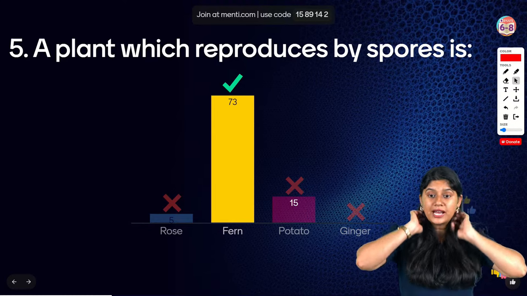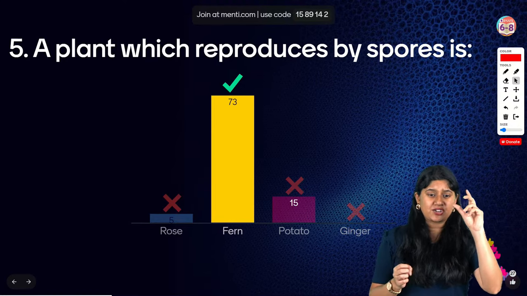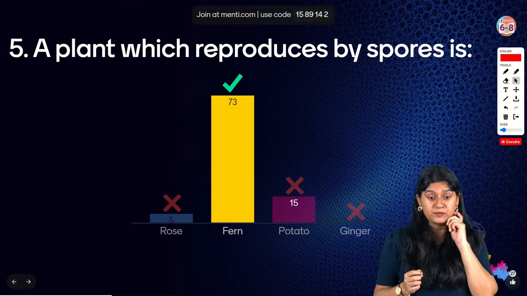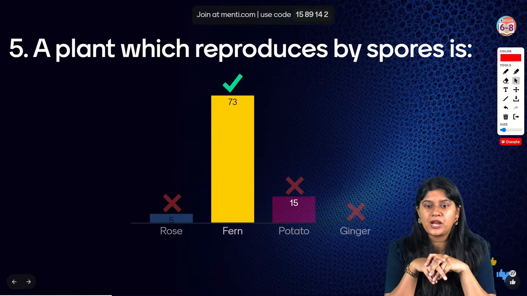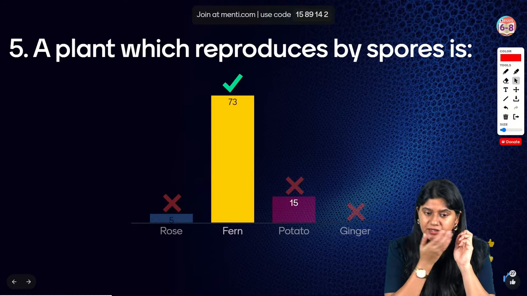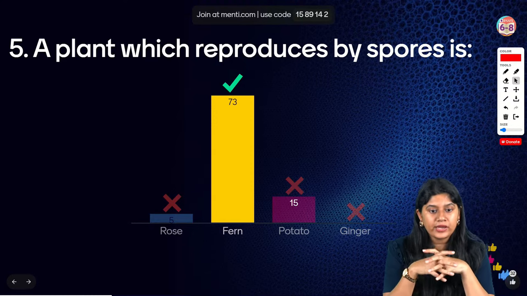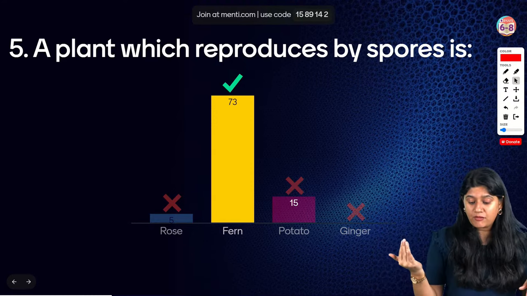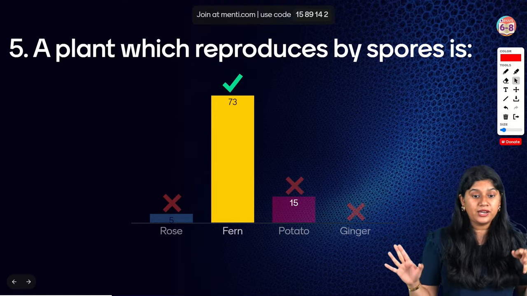Of course, we know that we have different types of reproduction, right? We have asexual reproduction and then we have sexual reproduction. Sexual reproduction, of course, involves two parents. Asexual reproduction involves one single parent, right? And the spores over here are made by the plants itself, okay? And the example that we have over here is of the fern. Rose, potato and ginger are not the examples over here.